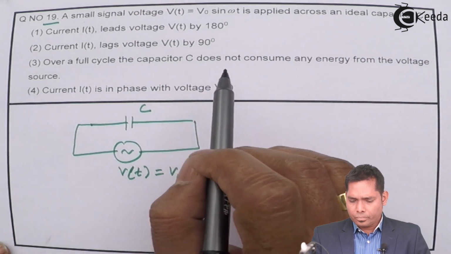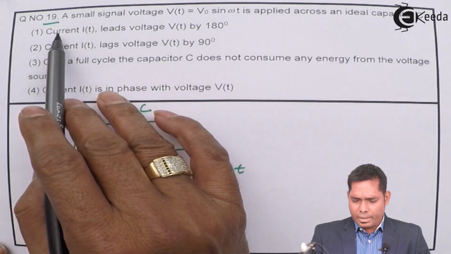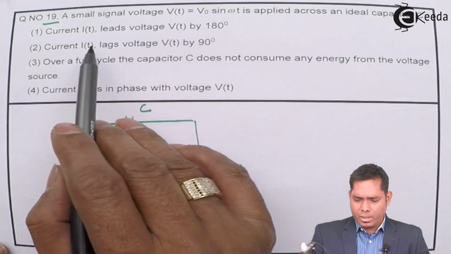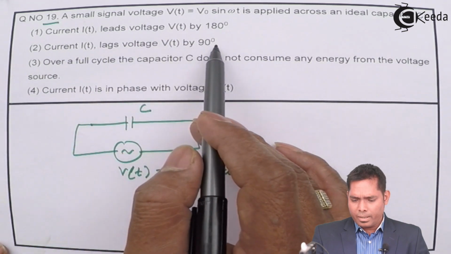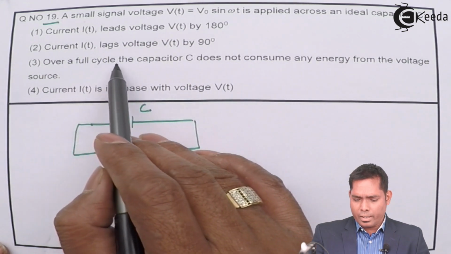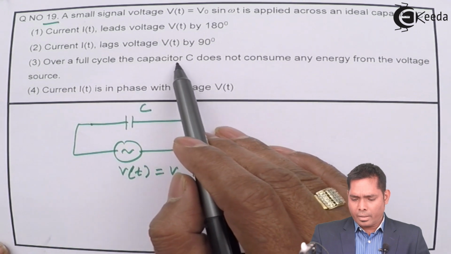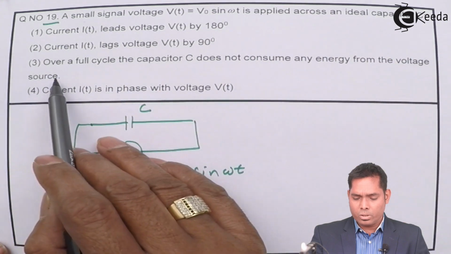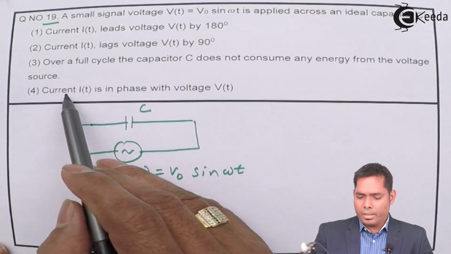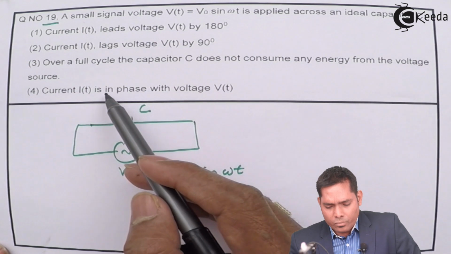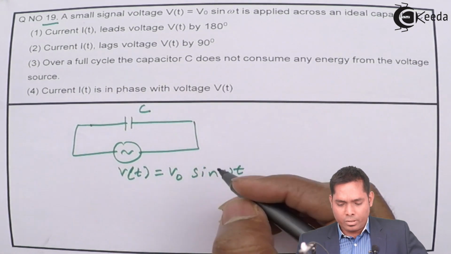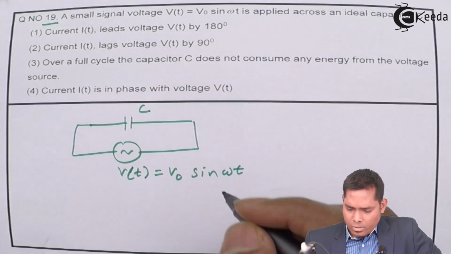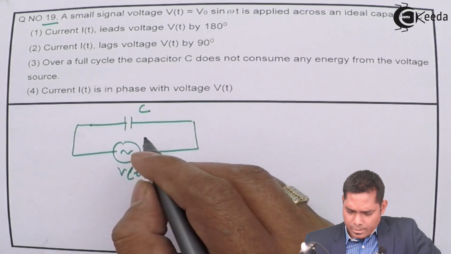Now, the options are: current leads voltage by 180, current lags voltage by 90, over a full cycle the capacitor doesn't consume any energy from the voltage source, and current I is in phase with voltage Vt. So here the question is which one is correct.